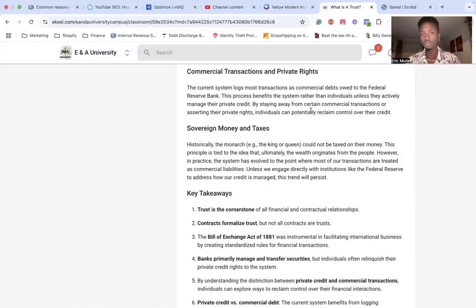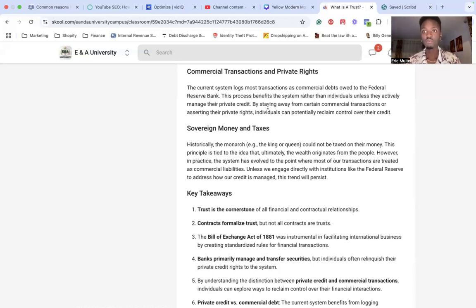So what it says here is that everything we're currently doing, like opening up a bank account with Wells Fargo, transacting with them, making payments, and money going in and out, all of those transactions are currently being logged as public, right? Those are all public transactions and they're commercial debts. But they're being logged that way because we allowed it to be public. We haven't yet taken control to make it private.